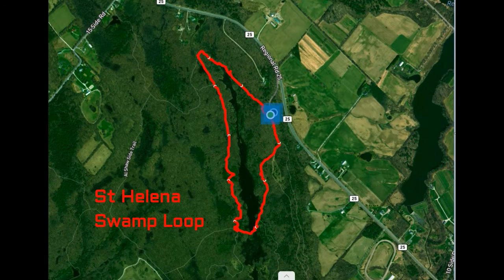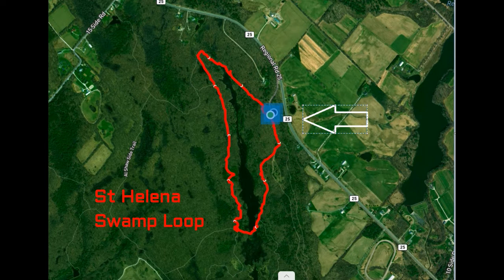This is a hike that will take us around the St Helena Road swamp. Okay, so let's get our bearings. This is Highway 25 leading up the big curve. This is the edge of the escarpment. That's 15th Side Road. So barely you can see here St Helena Road. That's where the dead end is. That's where you park your car.